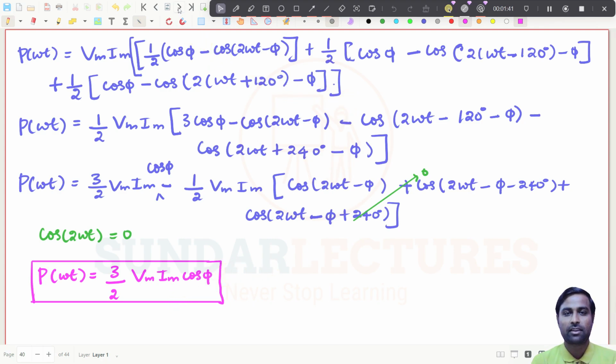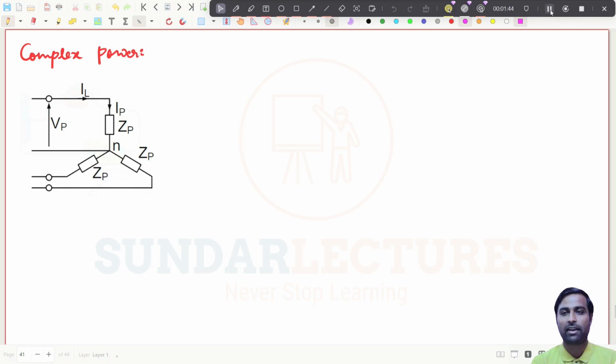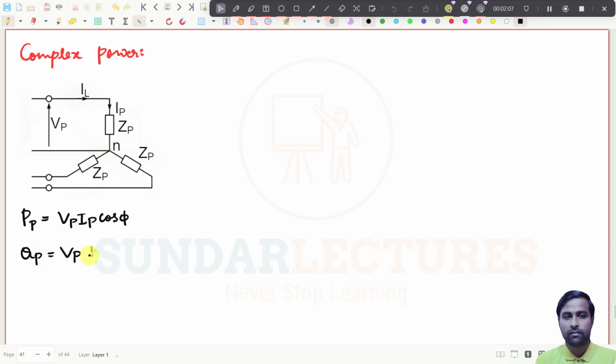See, what is the next topic we are going to see? It is complex power. In complex power, for each phase, what is the power? It is Vp, Ip, and then cos pi. This is the real power. And if you are going for reactive power, that is Qp, then for each phase it is Vp, Ip, and then I can write it as sin pi.